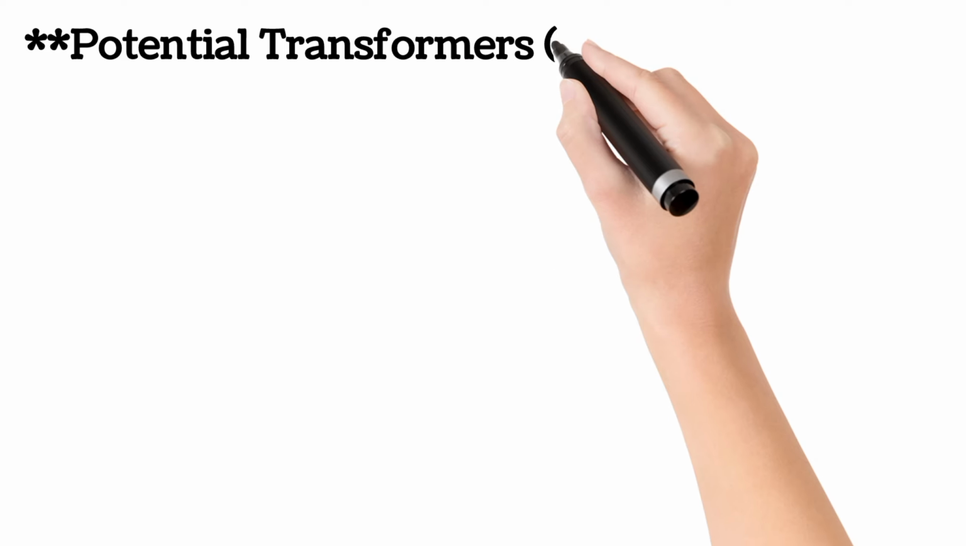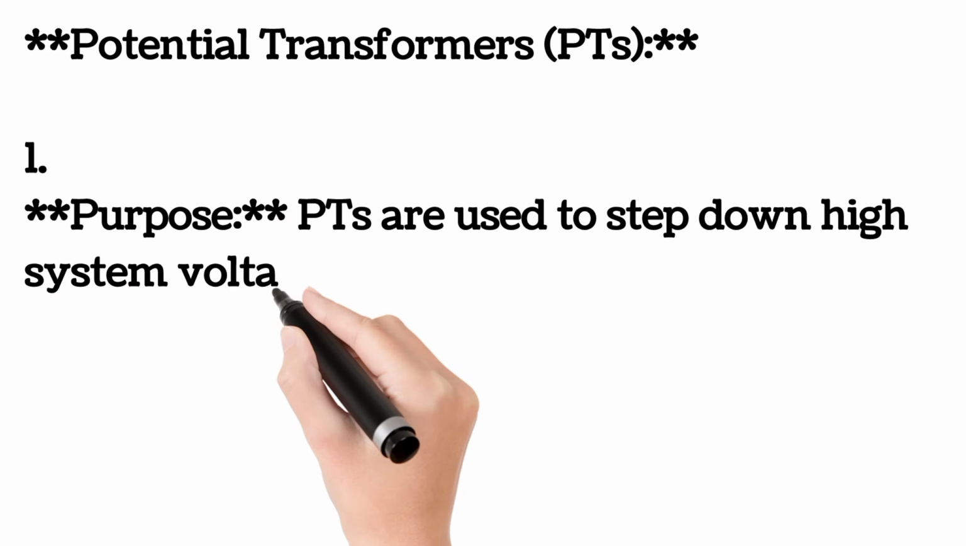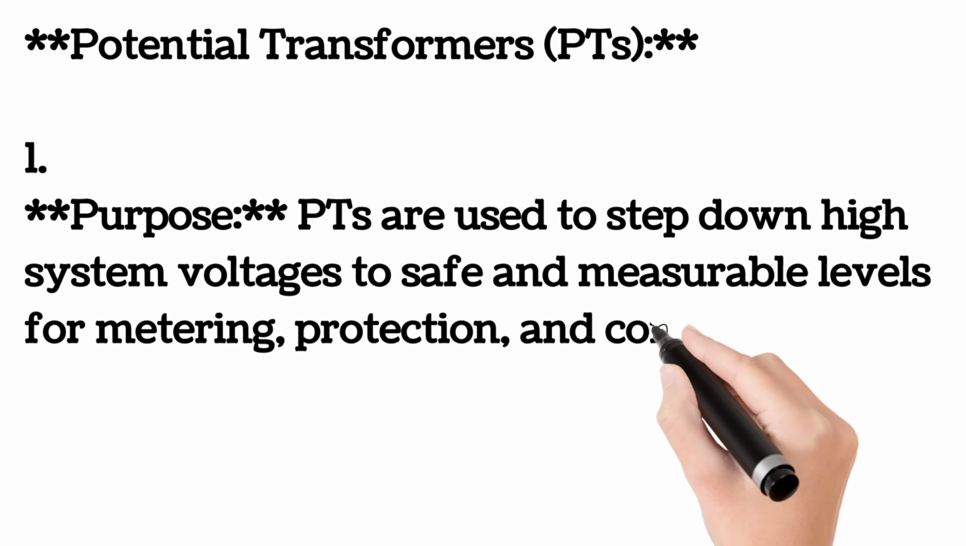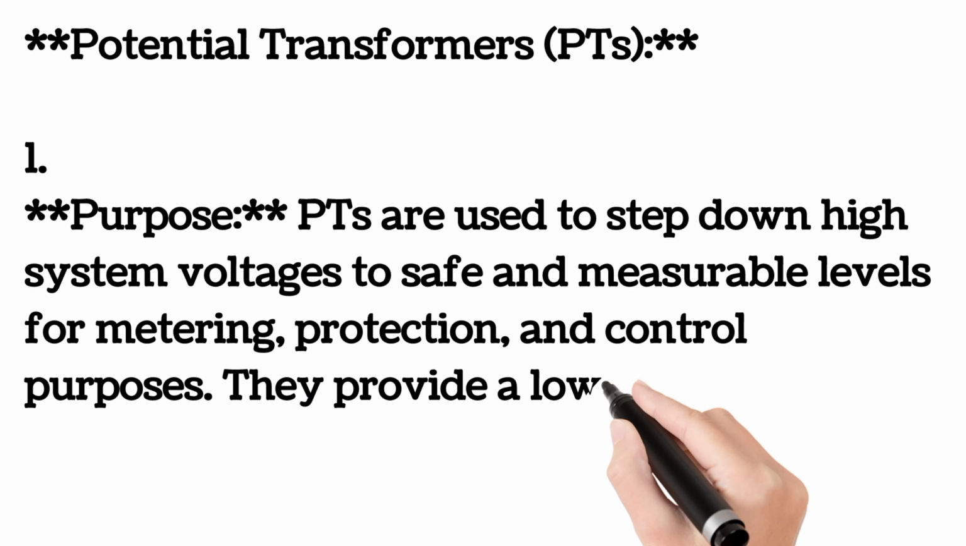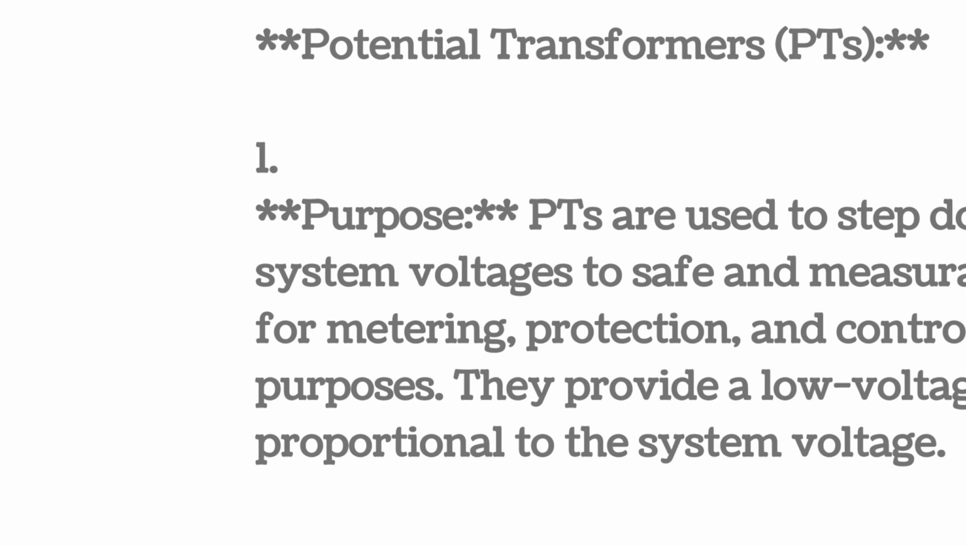Potential transformers, PTs. 1. Purpose. PTs are used to step down high system voltages to safe and measurable levels for metering, protection, and control purposes. They provide a low voltage signal proportional to the system voltage.